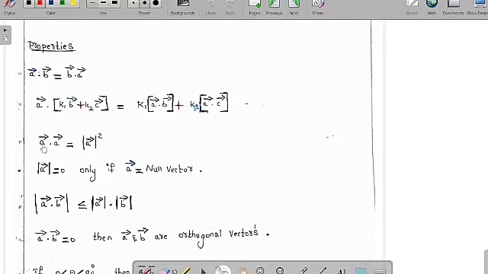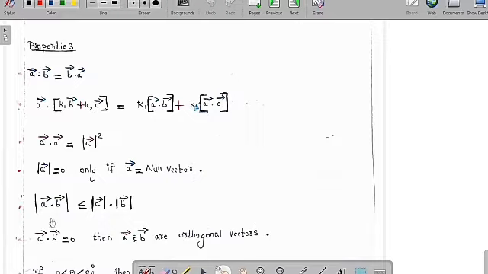And if you take the dot product of a vector with itself, a bar dot a bar, it is nothing but the magnitude of the vector whole square. We get the same result. Therefore, the magnitude of a vector is 0 only if a bar is a null vector, meaning every component is 0. Otherwise, for any non-zero vector, the magnitude is never 0. If it is 0, it indicates that it is compulsorily a null vector.